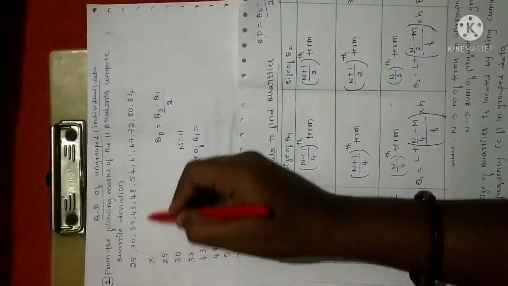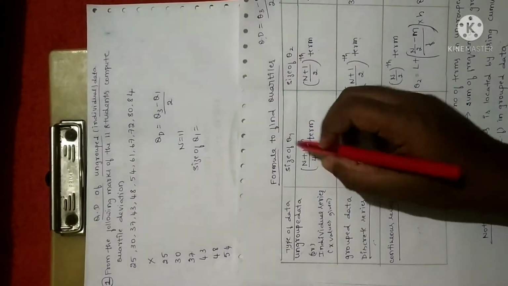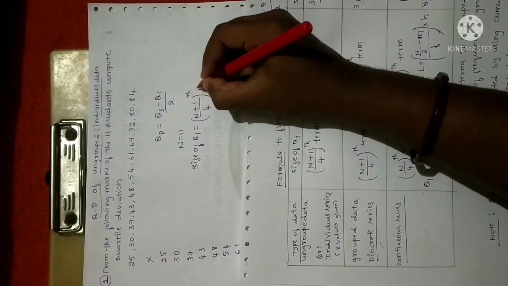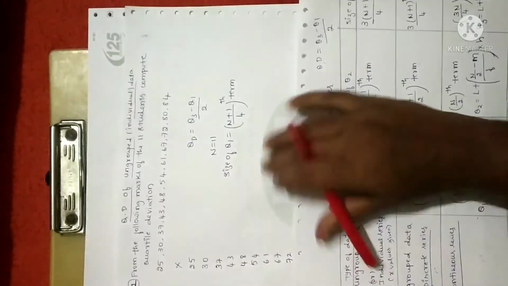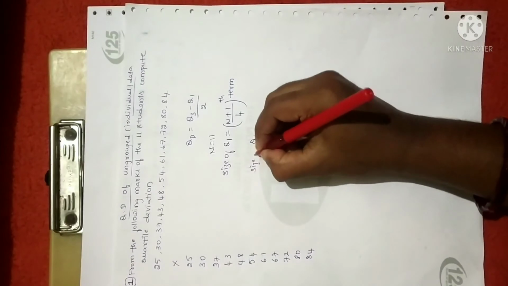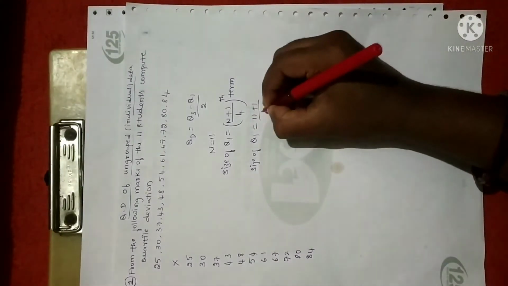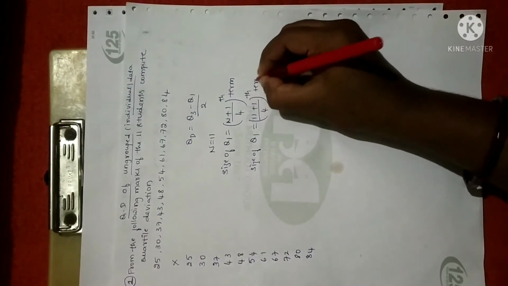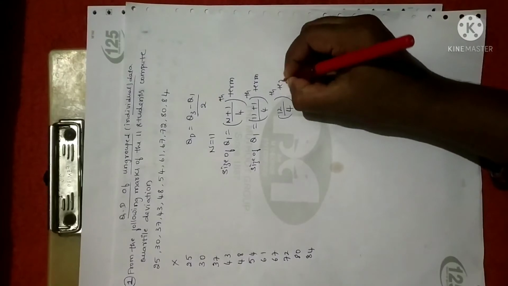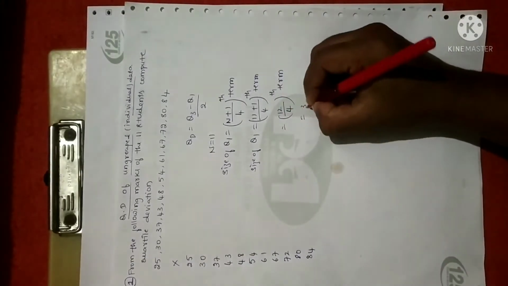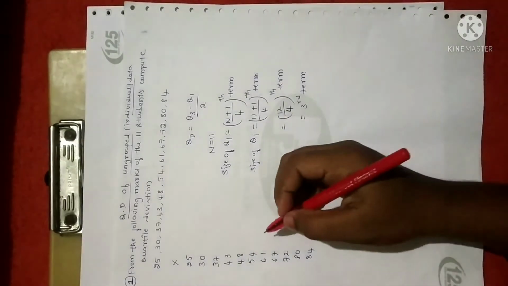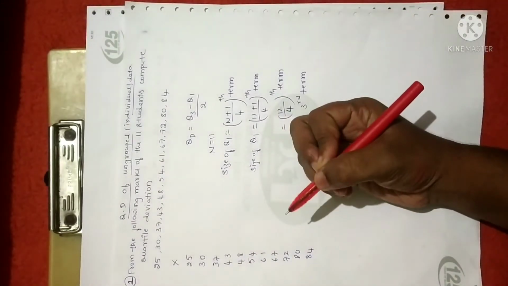For ungrouped data where x values are given, we have to use the formula n plus 1 by 4th term. Substitute n as 11. Size of Q1 is equal to 11 plus 1 divided by 4th term. 11 plus 1 is 12, and 12 by 4th term is none other than the third term. I'll do the steps for one problem, so you have to copy the same. You have to locate it by looking at the third item.